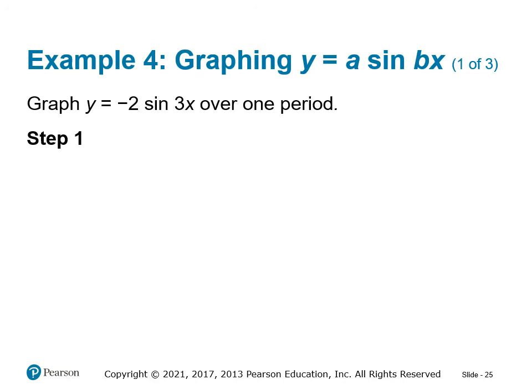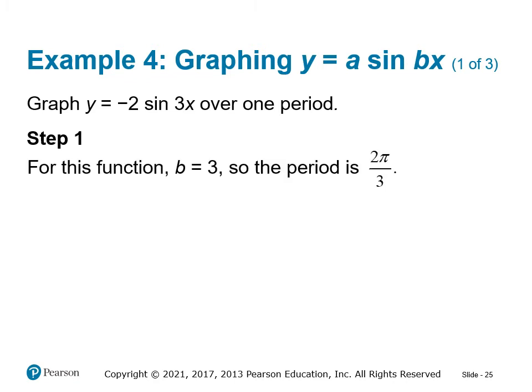So step 1, let's find the period. Here our b is equal to 3. Our amplitude multiplier is equal to -2. So first we need to divide 2 pi by the period multiplier, which is 3. So we get 2 pi over 3. So our new period for this function is only 2 pi over 3.